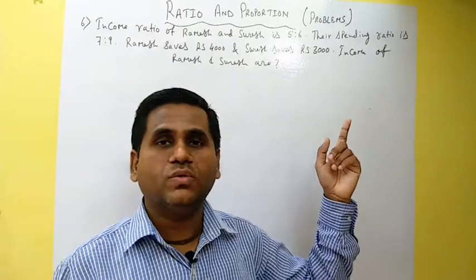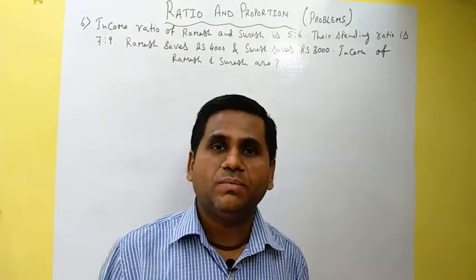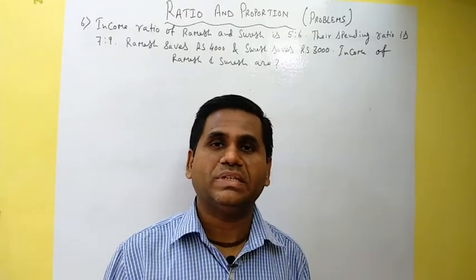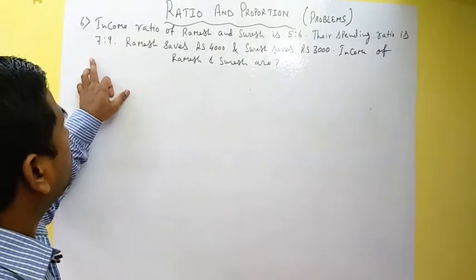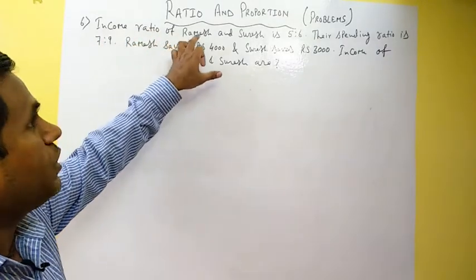In this video also we are doing the problems. In the previous video we have completed 5 problems. Now let us start from problem number 6. In problem number 6 you can see the income ratio of Ramesh and Suresh.